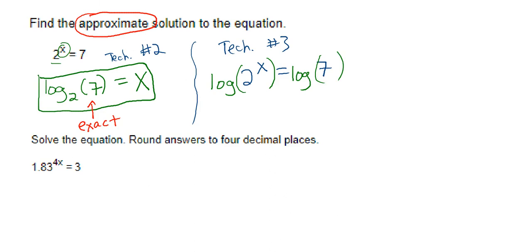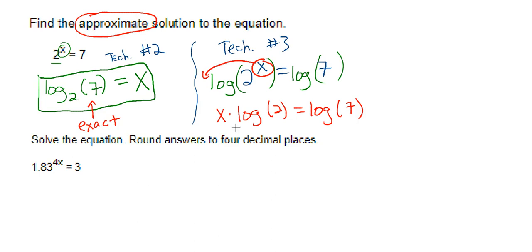And then we can use the power rule that we learned in this section, which tells me the exponent inside the logarithm can be multiplied down in front of the logarithm. So I can take the x, which is stuck in the air, it's stuck in the exponent, I can bring it down to the ground, multiply it in front of the logarithm. So then we have x times log base 10 of 2 equals log base 10 of 7.